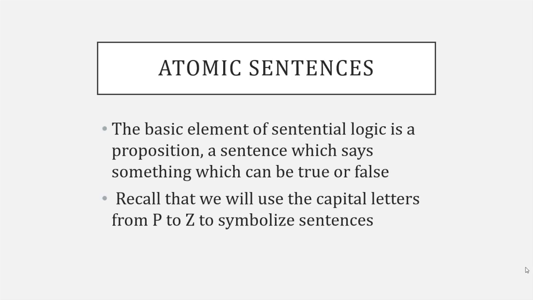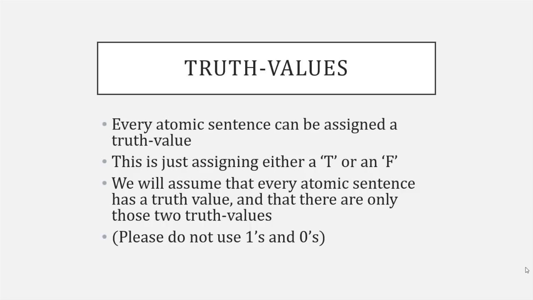Okay? So sentences are the basic unit, the basic thing out of which everything else is going to be built up in propositional logic. Every sentence has a truth value, or can be assigned a truth value. And that's just either T or F. And because the system is the most simple type of logic that you can do, we'll assume that every atomic sentence has a truth value and that there are only two. It's either true or false. There's no indeterminate, there's no in between, there's no, that was too vague to answer. It's either true or false.